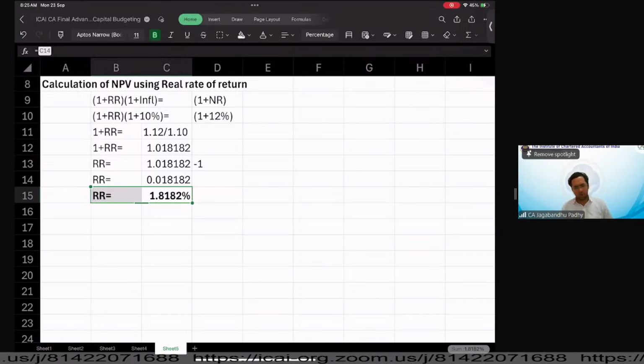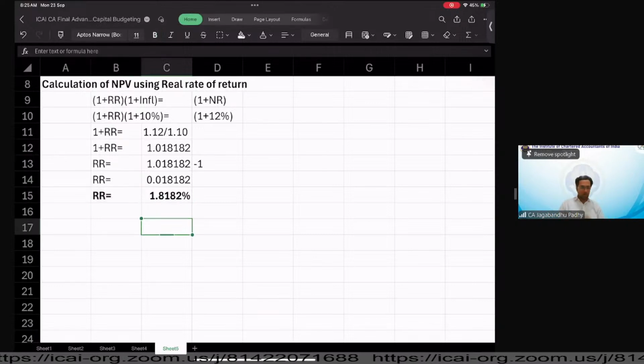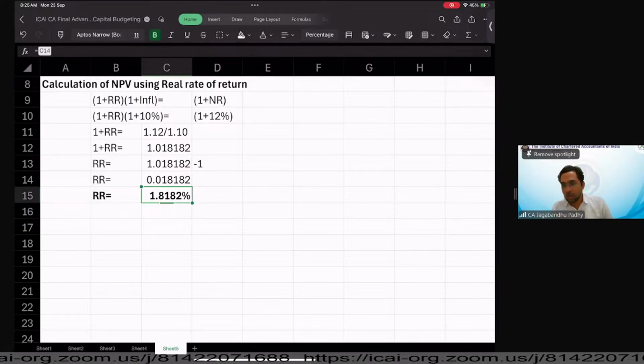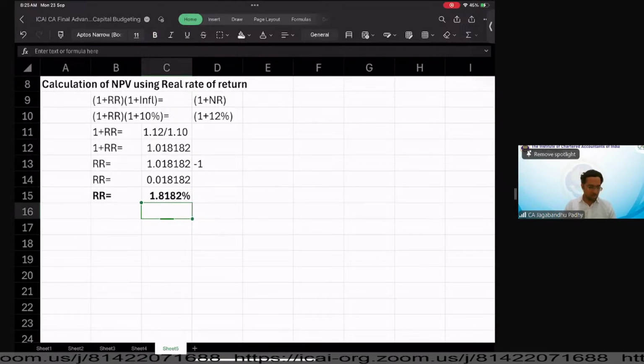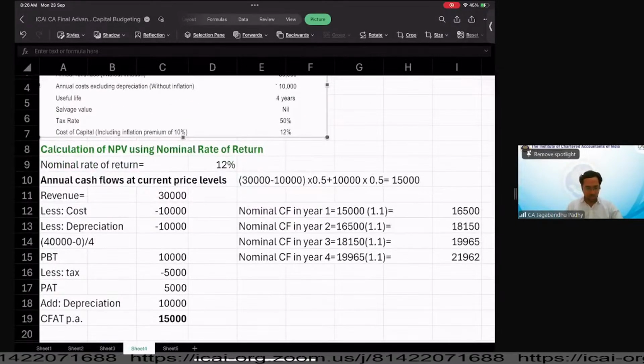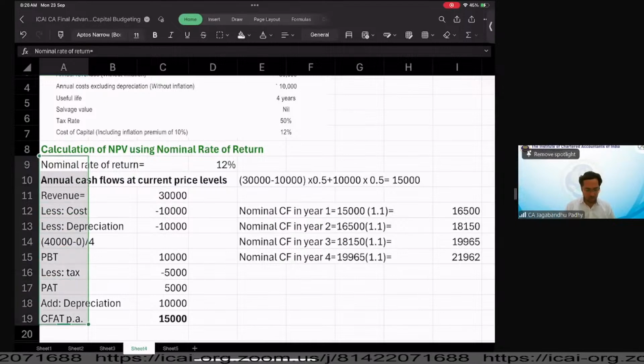In exams, the optimal number is 3 or 4 decimals, that is okay. So rounding up. Fine. So we have got the real rate. Now we are going to discount the real cash flows using real rate of return. So do we have the real cash flows calculation? Yes, we have these real cash flows.